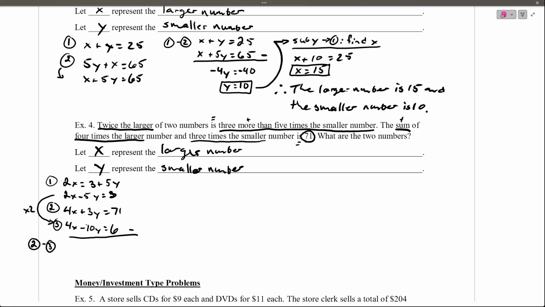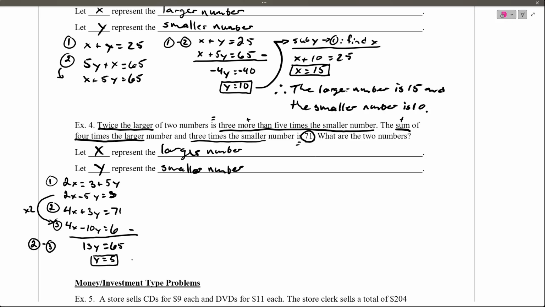3 minus negative 10. That's the same thing as saying 3 plus 10. So we have 13y. Now we have 71 minus 6. That's going to give us 65. Oh, that's nice, because 65 and 13, those things work out really well. When we divide 65 by 13, we get y is equal to 5.